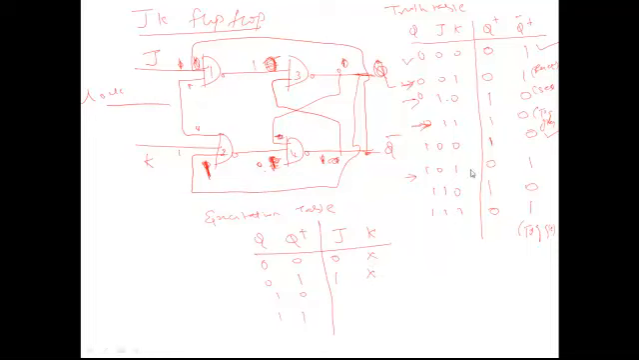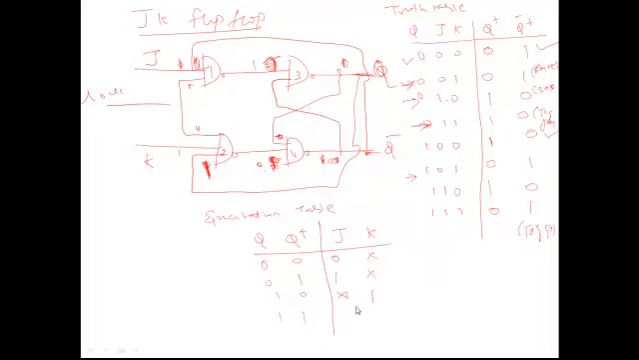Next 1 0. 1 0 you see is in the 6th row and 8th row. 6th row Q is 1, Q plus is 0. 8th row also Q is 1, Q plus is 0. In both these cases you see K is 1 whereas J is different, either 0 or 1. So we confidently write K is 1 whereas J is don't care condition.